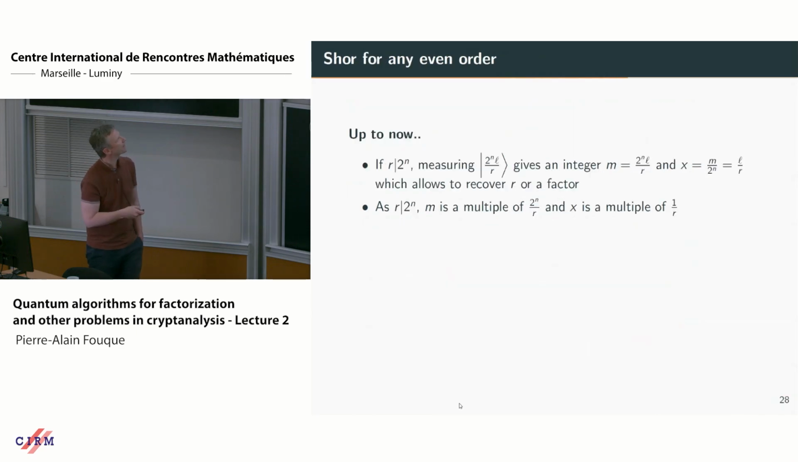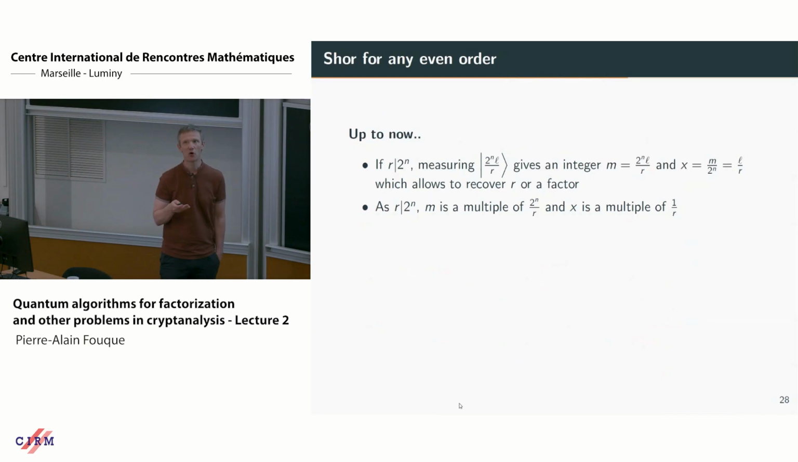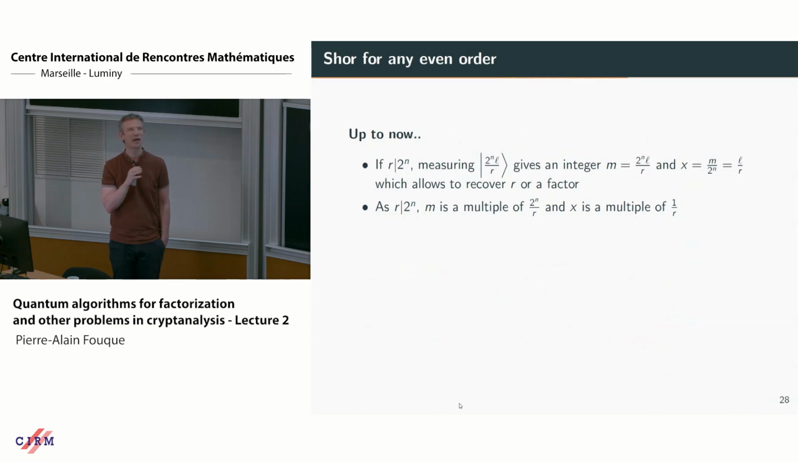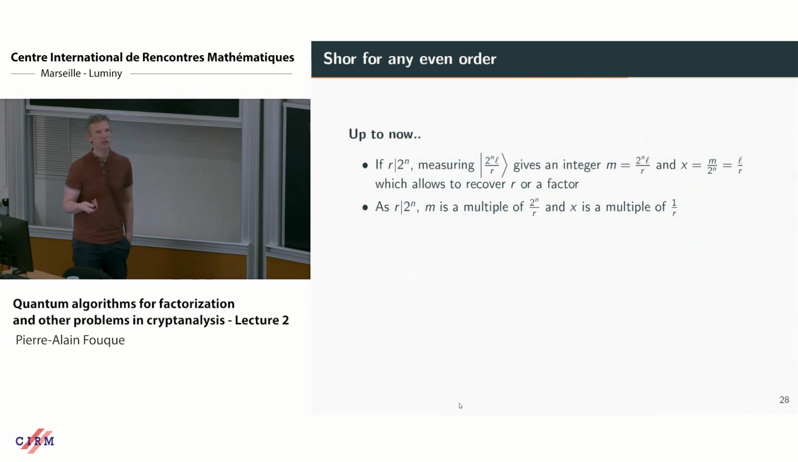Okay? So now, I explained to you that we are able to compute, in fact, the order when the order divides 2 to the n. Okay, but it's a very unlikely event, and so I have to explain to you how we can do this in general.